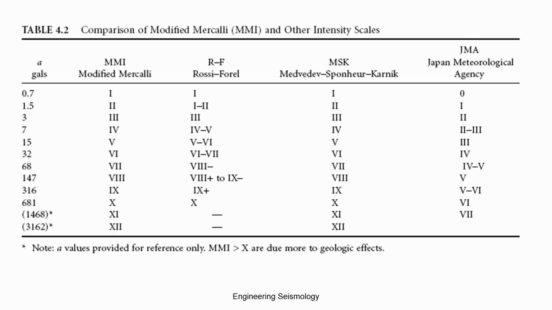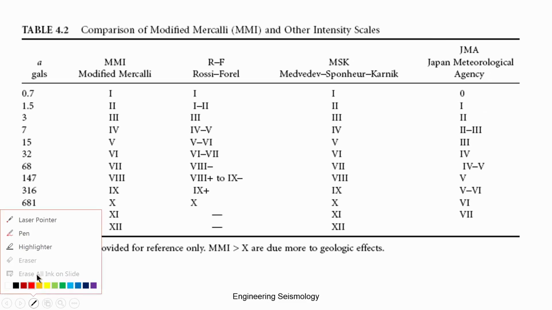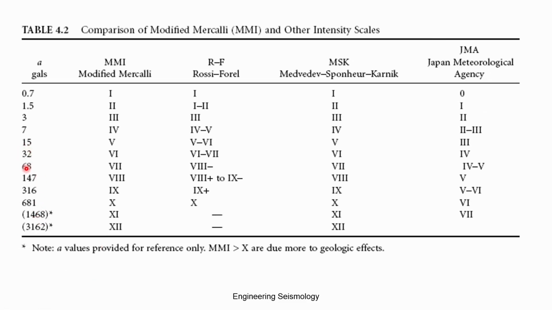This is the global comparison of the intensity scale and the respective PGA value in gals. Gal is the unit used in the US mostly. You can see how the PGA values vary drastically, even though the variation from 6 to 7 is only one scale in intensity, the PGA varies from 32 gals to 68 gals. And 32 to 147 is only 2 scales in intensity. So this is how the scales are comparable.